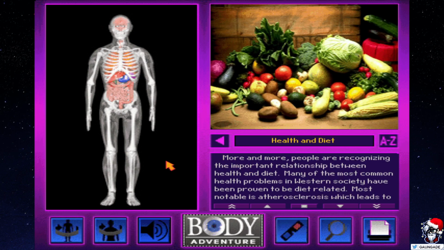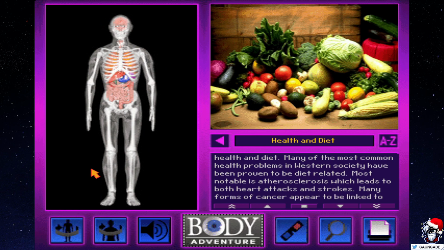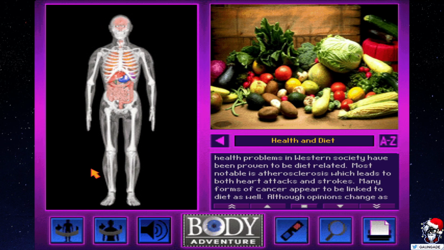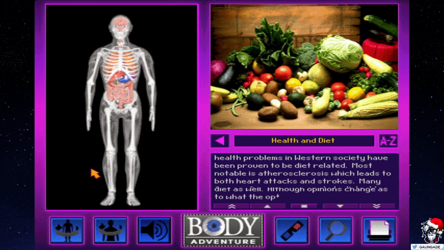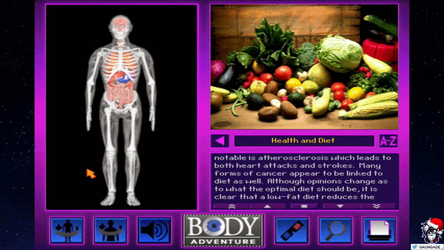Health and diet. More and more, people are recognizing the important relationship between health and diet. Many of the most common health problems in Western society have been proven to be diet-related. Most notable is atherosclerosis, which leads to both heart attacks and strokes. Many forms of cancer appear to be linked to diet as well.